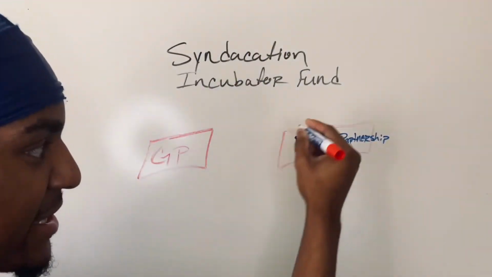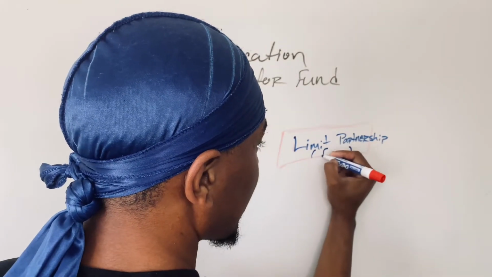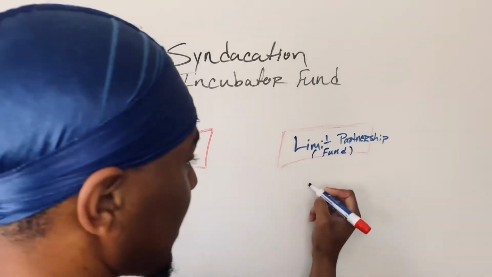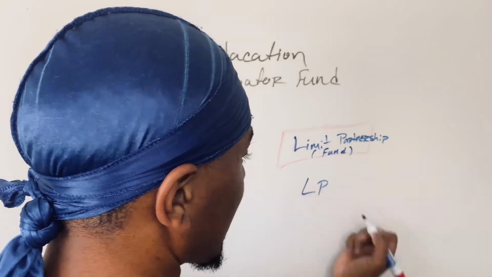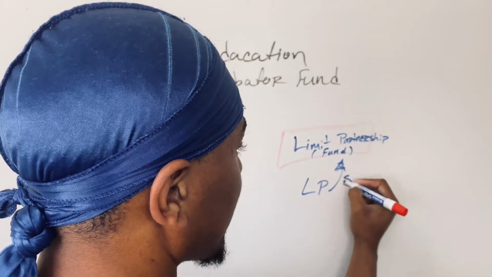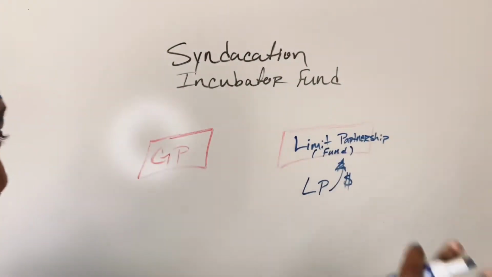Yeah, right? And this limited partnership is called, AKA, the fund. And what happens with this fund is that limited partners put money inside of the fund. Right? And this is the most scalable business model in the world.